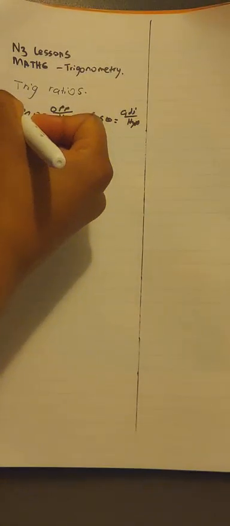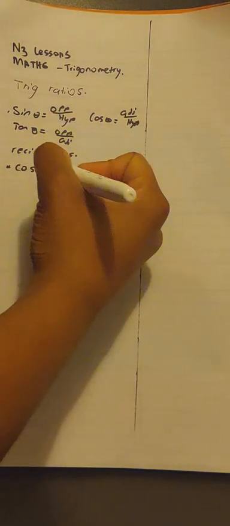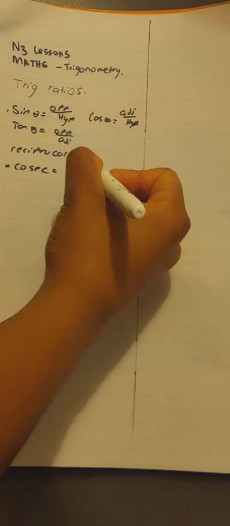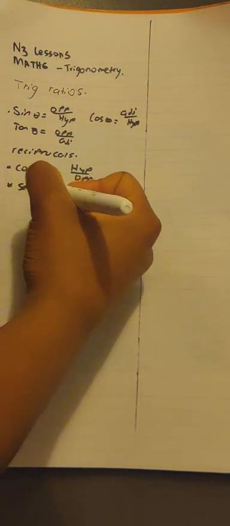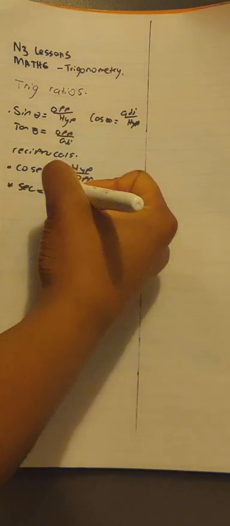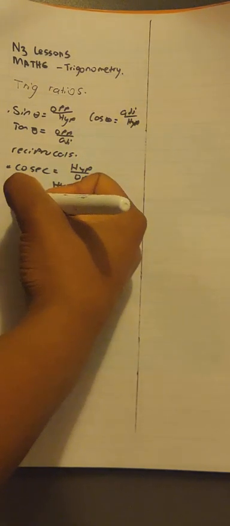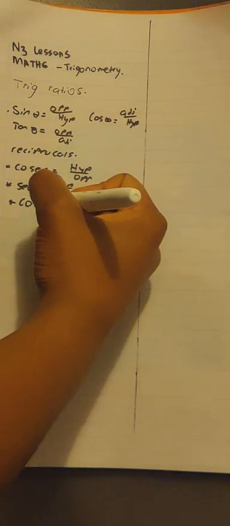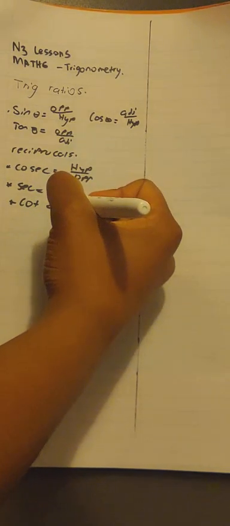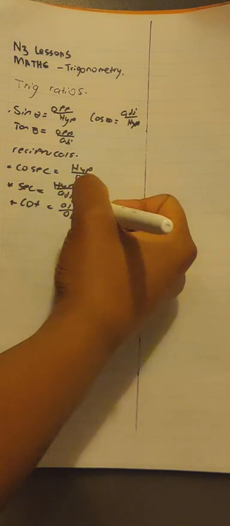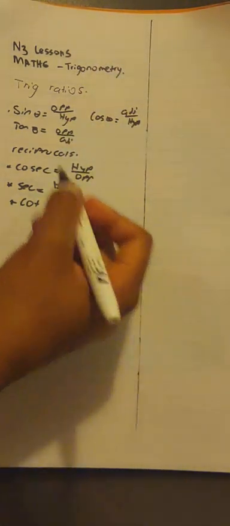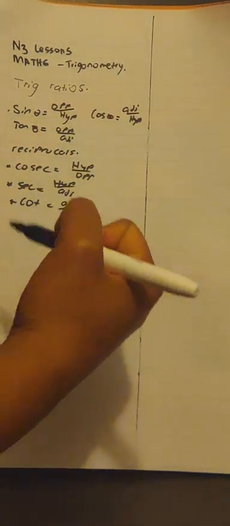For your sine, the reciprocal of sine is cosec. Cosec is equal to hypotenuse over opposite. Your reciprocal of cos theta is sec, is equal to hypotenuse over adjacent, and of tangent is cot. Cot is equal to adjacent over opposite. And guys, these two also have a relationship.